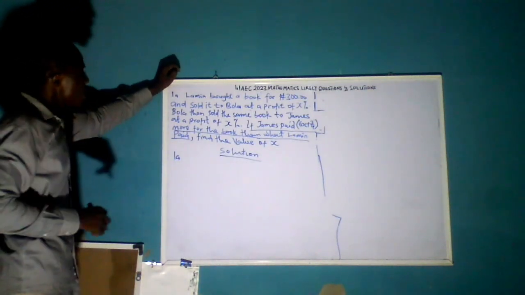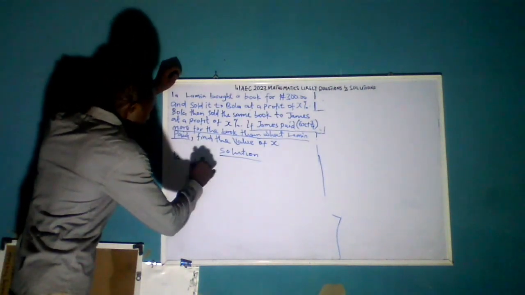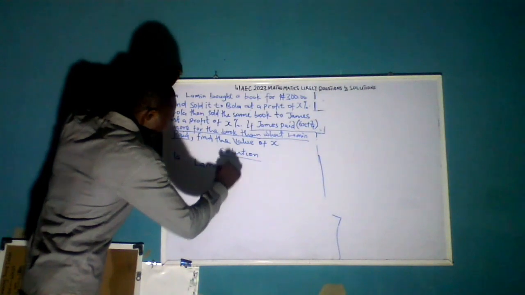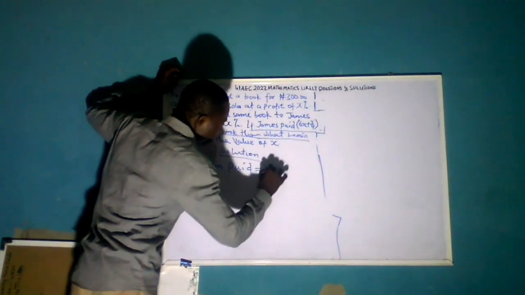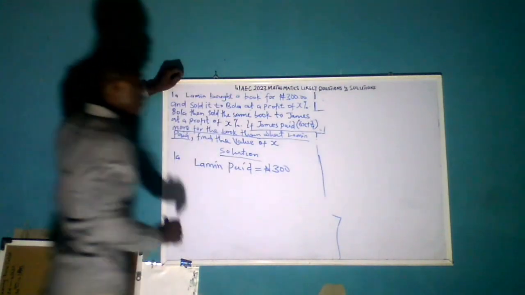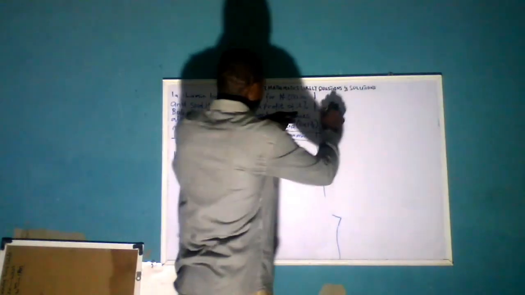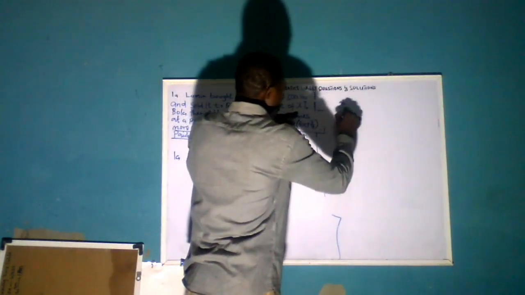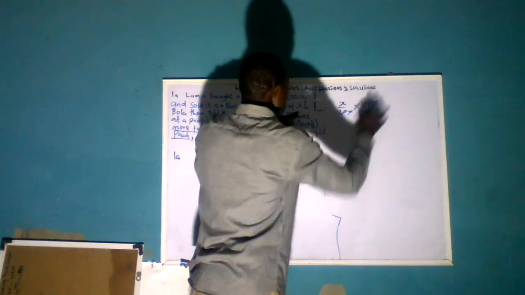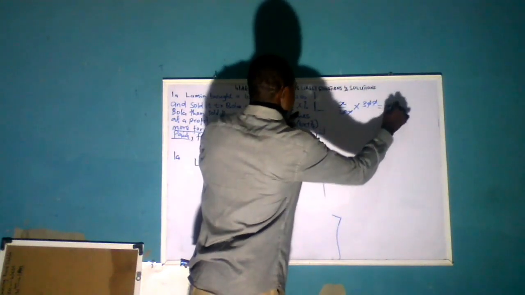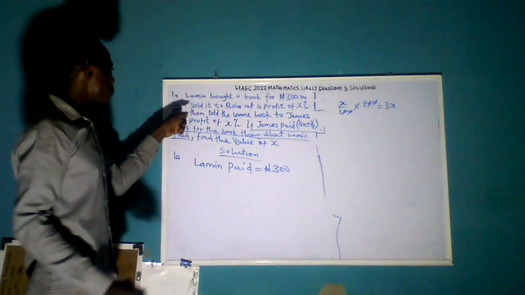By interpretation, it just means that Lamid paid 300 naira for the book and sold it to Bola at a profit of x%. Let's look at x% of 300. x% of 300 will be x over 100 multiplied by 300. Of course, 0 cancels 0, 0 cancels 0, and that is 3x. That's the profit made by Lamid by selling the book to Bola.